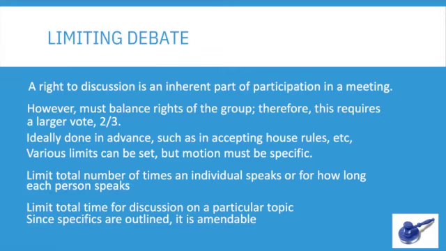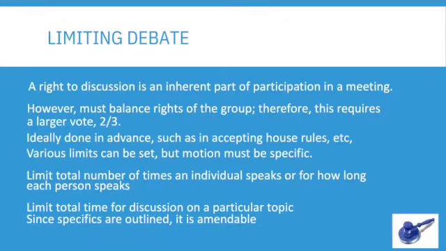Now, to limit debate, we all have a right to have a discussion in a meeting. That's a healthy part of a meeting. However, we must balance the rights of the group. Therefore, this requires a larger vote, two-thirds, in limiting debate. You usually do this in advance when you accept the rules. Various limits can be set, but the motion must be very specific. You want to limit the total number of times the individual speaks or for how long each person speaks. You also want to limit the total time for discussion on a particular topic.